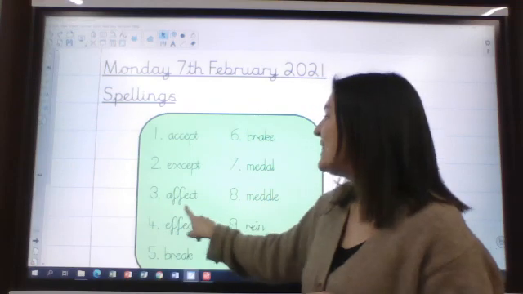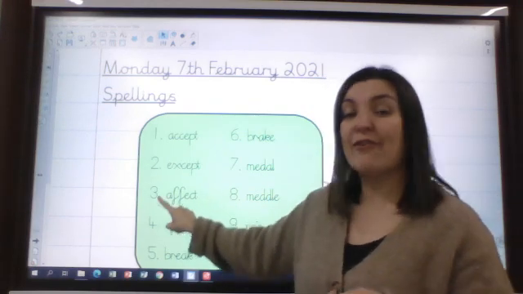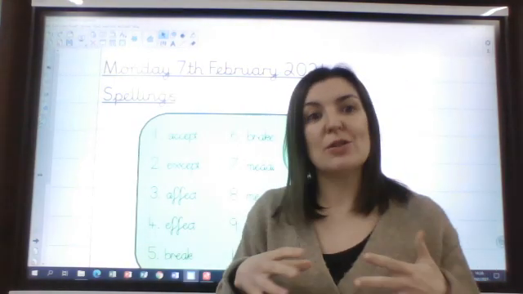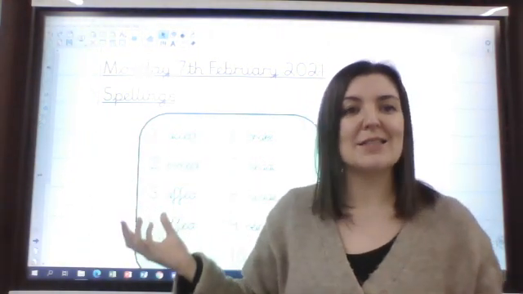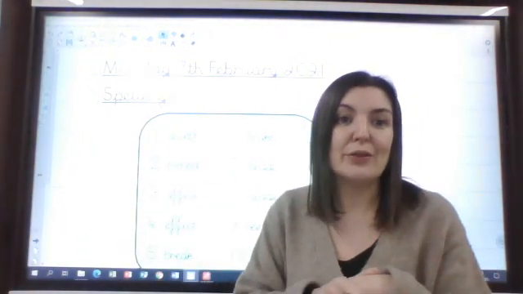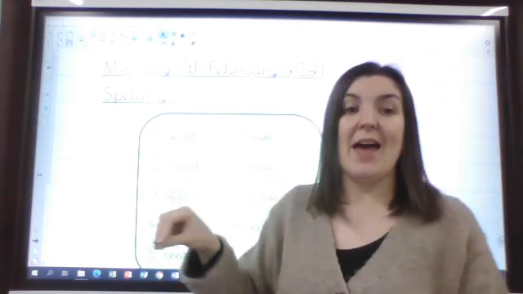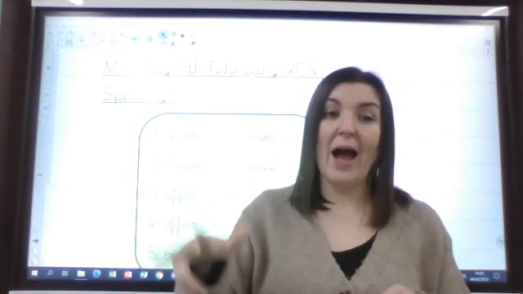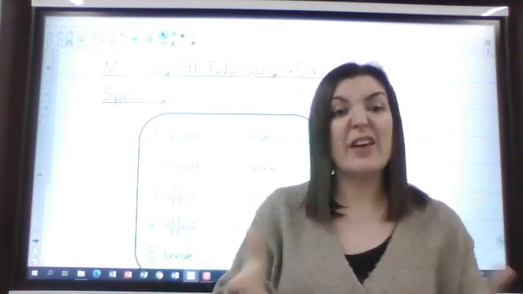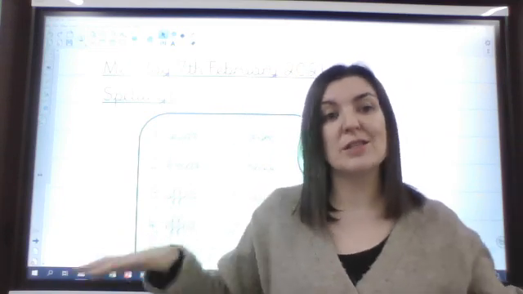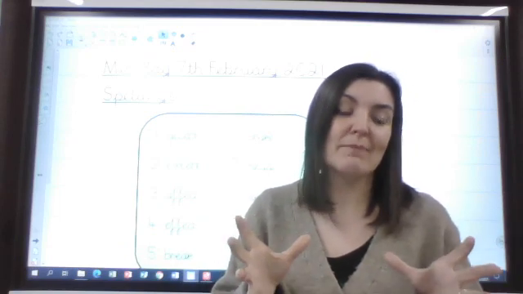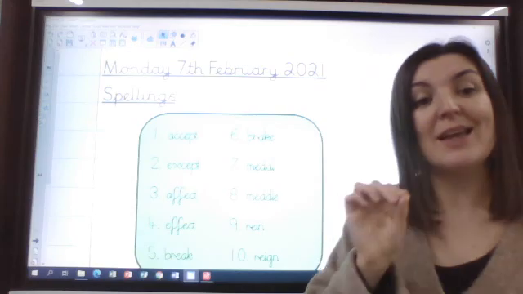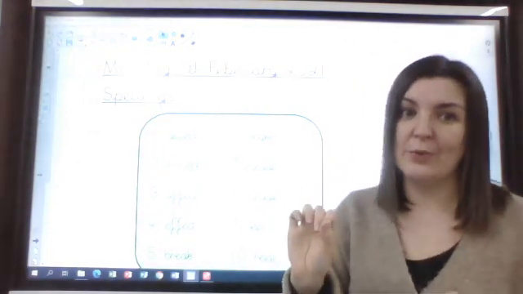So affect and effect then. So affect is usually used as the verb. So it might be something like gravity affects how we stand on the earth. Effect then is the noun. So it normally comes after the, a or an. So it might be something like the effect of the tornado was felt all around the area. So it's an article before the word effect because that effect is the noun.